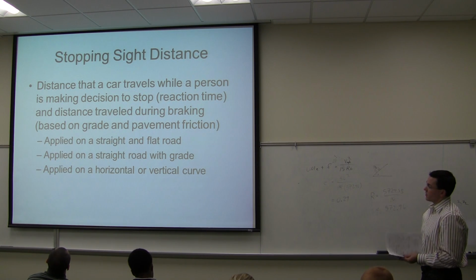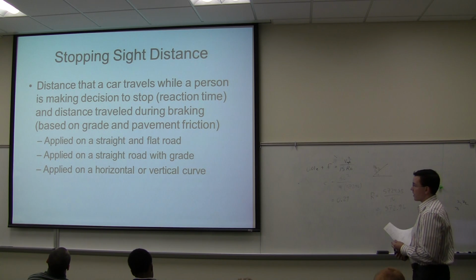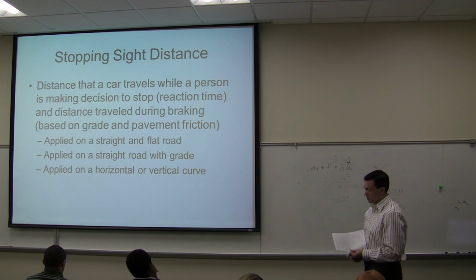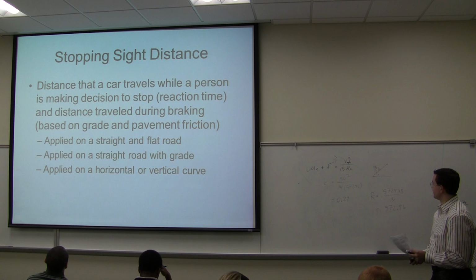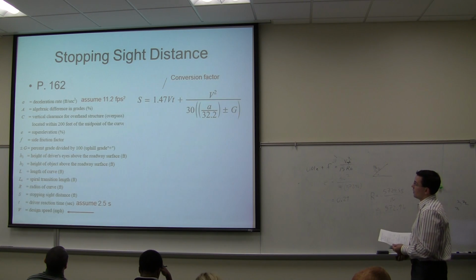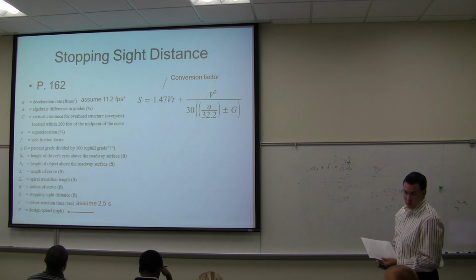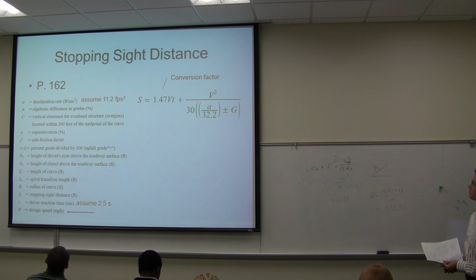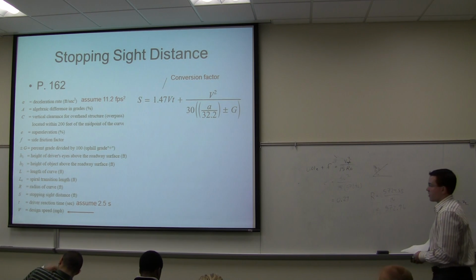We can apply this on a straight and flat road. We can apply it on a road with a grade. It also comes into play on horizontal and vertical curvature as it relates to sight distance and curve length design. This is the equation that's on page 162 that you don't have in your handout, but it is in your book, as well as all the reference variables.